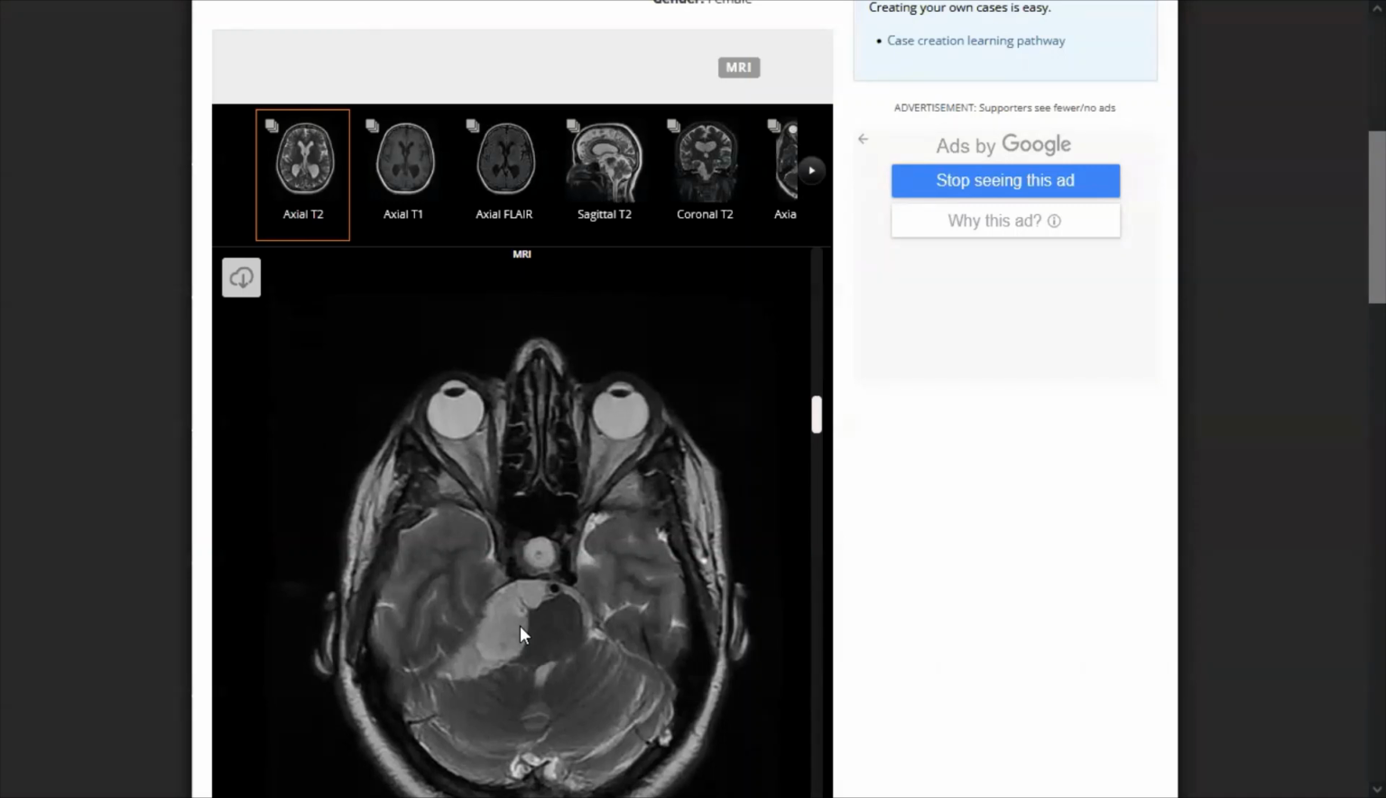So, can you explain the procedure of retrosigmoid craniotomy? How do you do it? Incision, positioning? Yes, sir. The positioning that we utilize is the park bench position. We apply the three-pin head holder, with two pins on one side and one pin on the side of the surgery.